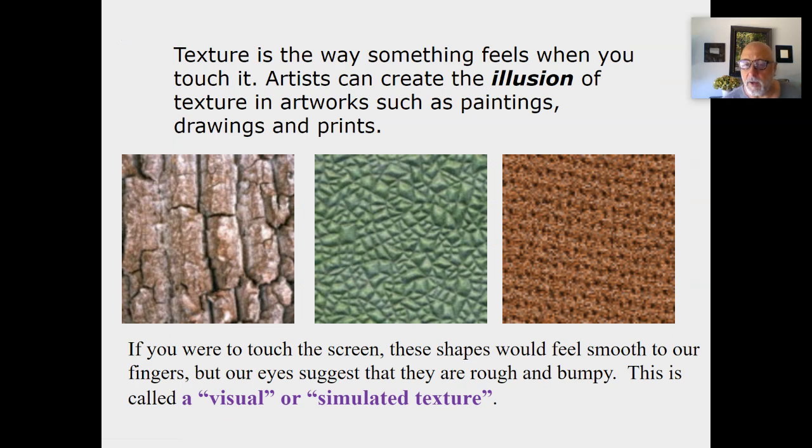Artists will oftentimes try to create the illusion of texture. For example, on this screen, you see 3 squares, each representing a different texture. The first, again, is tree bark. It looks rough, it looks bumpy. The middle square also looks bumpy, but a little smoother. These are not actual textures. If you were to touch the screen right now, it would feel rather smooth. Your eyes are telling you something different than your sense of touch. This is a visual texture. It needs to be seen to be understood.